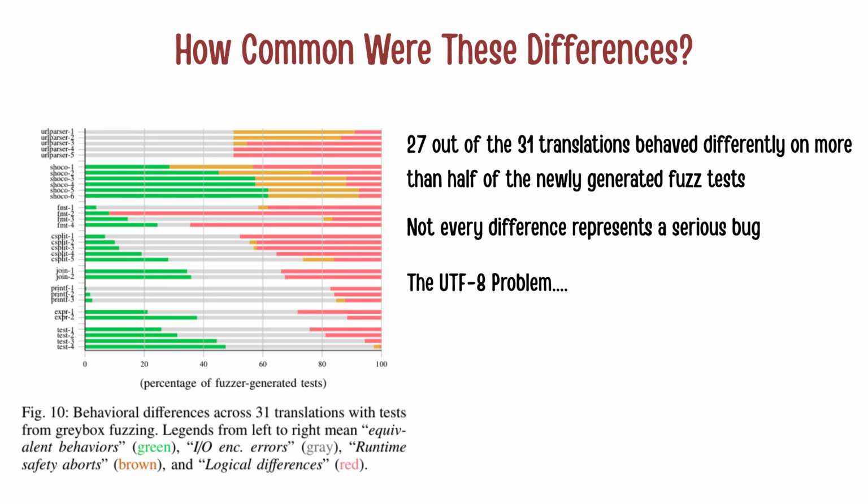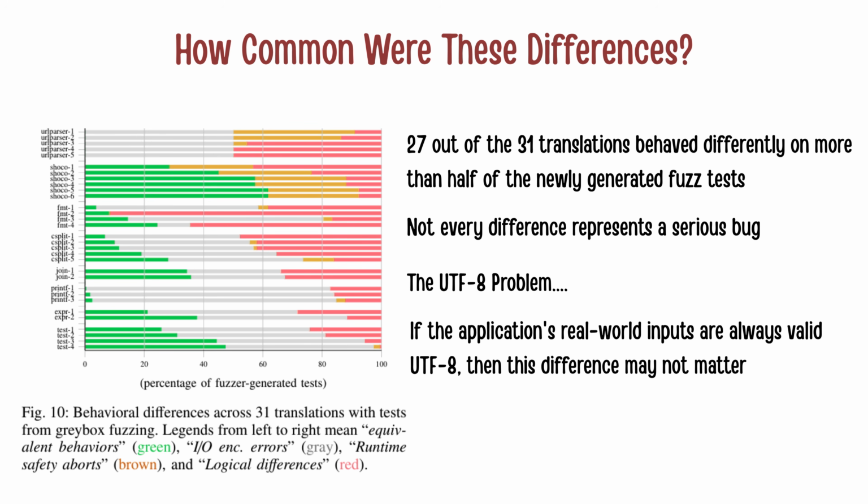Let's take the encoding issue as an example. Suppose the original C program is designed to process arbitrary byte sequences. If a programmer translates that data into a Rust string, they're making a stronger assumption. Rust string expects valid UTF-8. If the application's real-world inputs are always valid UTF-8, then this difference may not matter. In fact, using string makes the Rust implementation much cleaner and safer. But if the application is supposed to support other encodings or arbitrary binary data, the translation needs to be more careful.